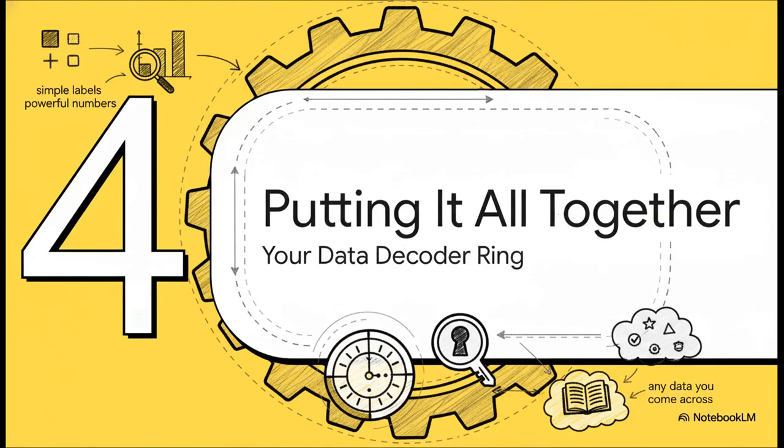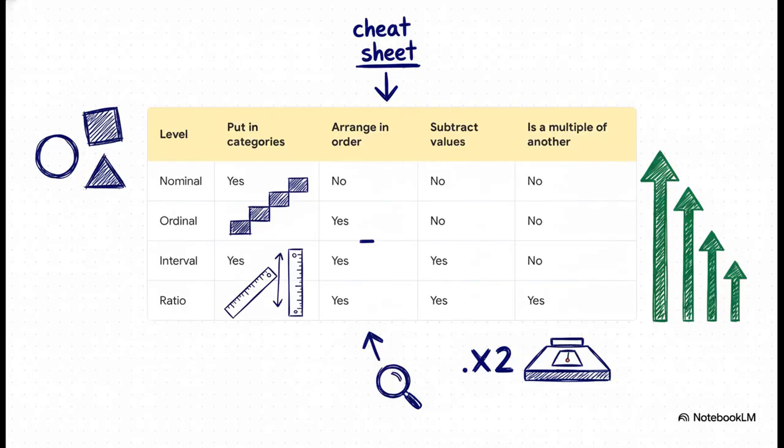So, we've gone all the way from simple labels to really powerful numbers. Now let's put it all together into a simple framework. Think of it as your own personal decoder ring for any data you ever run into. And here it is. This is the ultimate cheat sheet. Notice how each level builds on the one right before it? It gains a new yes as you go right down the list.